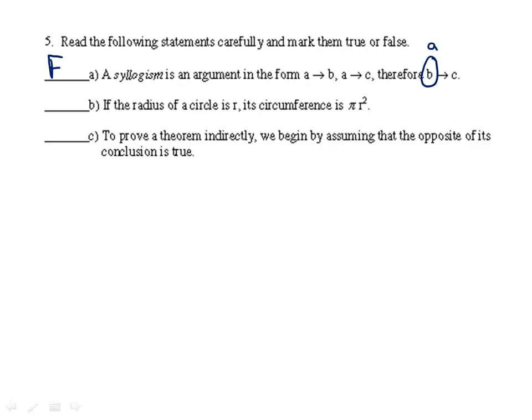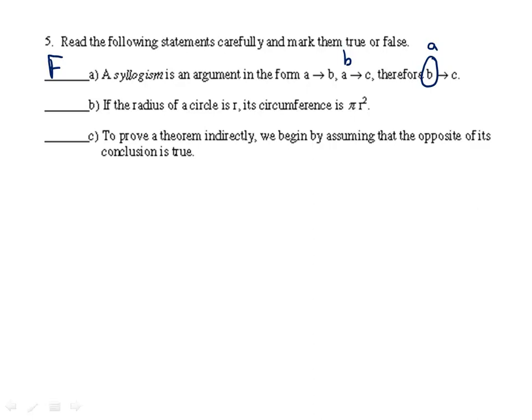You know what a syllogism is, the standard form, if A then B, actually this should be if B then C, therefore if A then C. So there's two mistakes in that one.